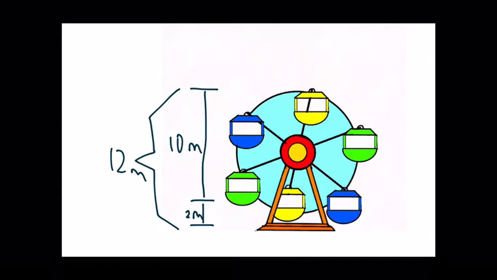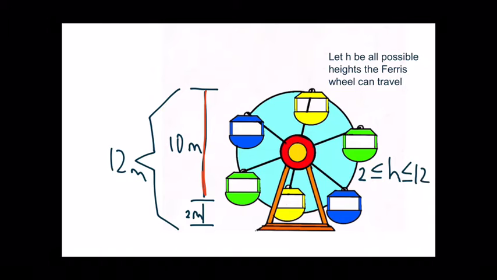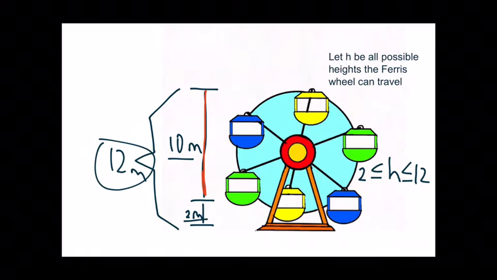Now let's let h be all the possible values for the height that the Ferris wheel can travel, which is this 10-meter portion over here. And if we were to write that as an inequality, it would be h is larger than or equal to 2, and smaller than or equal to 12, because 10 plus 2 is 12. Of course, this is in meters, the measurement.